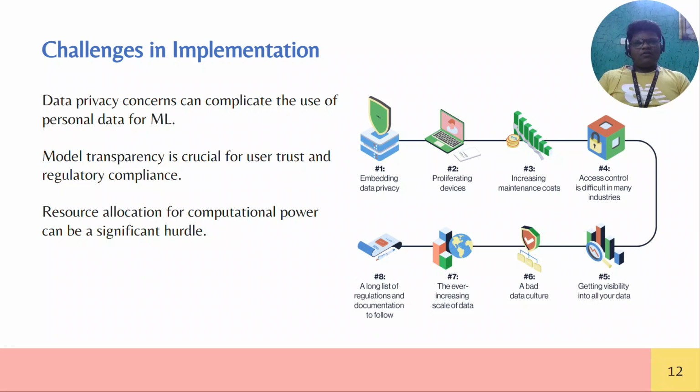Here is the process of how an ML implementation is done with data privacy concerns. Embedding data privacy, proliferating devices, increasing maintenance costs, access control is difficult in many industries, getting visibility into all your data, a bad data culture, the ever increasing scale of data, a long list of regulations and documentation to follow.